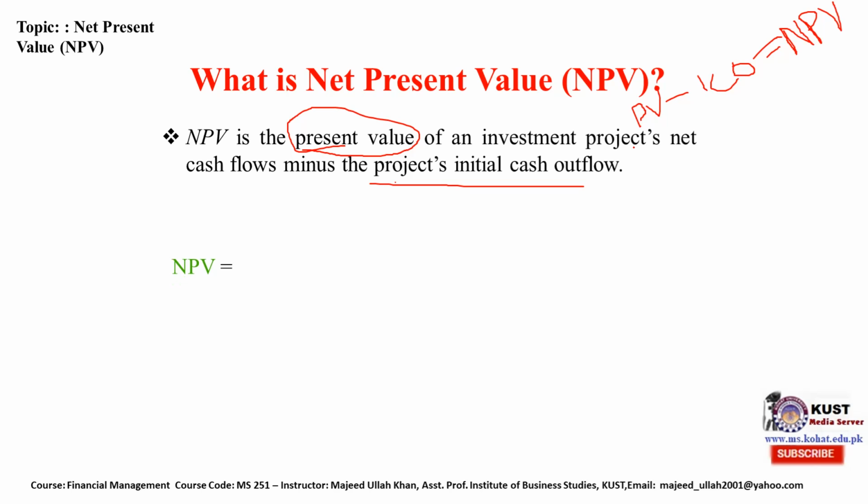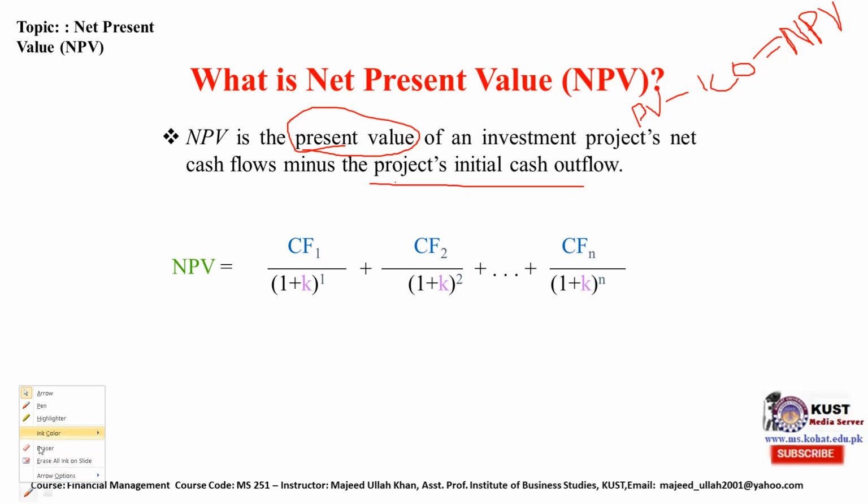So mathematically, net present value is equal to all future cash flow, but these cash flows will be discounted at the required rate of return, which is called K. So discounted means 1 plus K raised to the power 1, that will give the present value of the first cash flow when we discount it at the given required rate of return. The second year cash flow will be discounted with the rate for the second year. This is the nth year cash flow, it will be discounted and we will calculate present value.